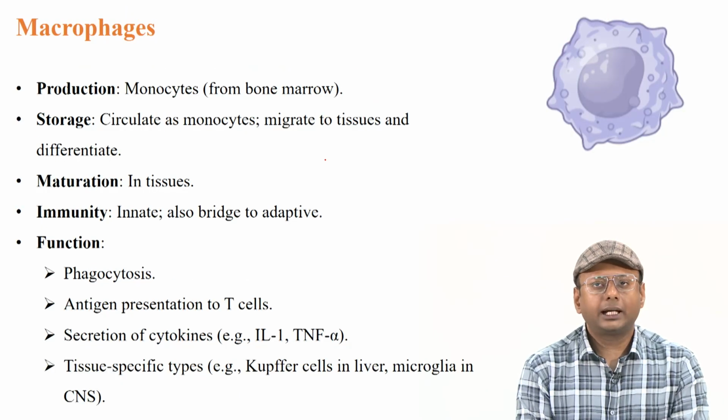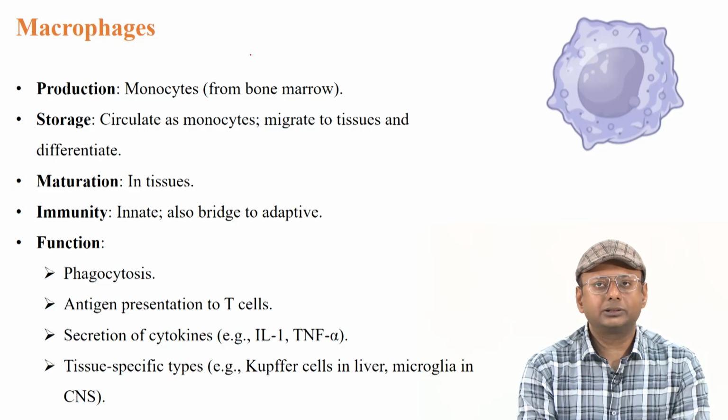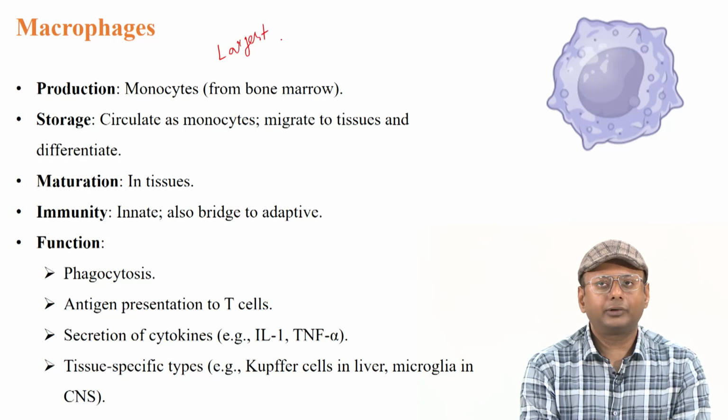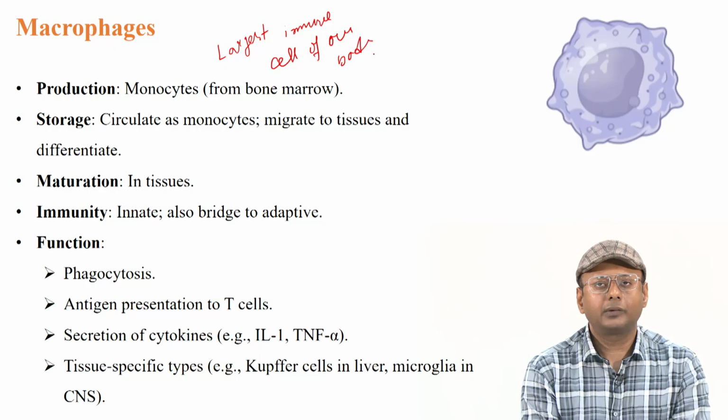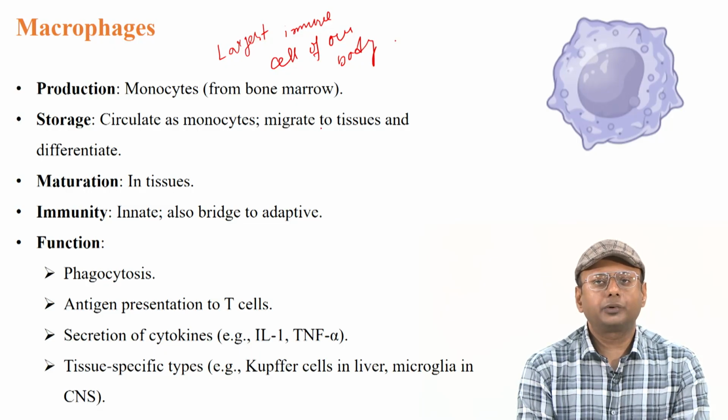The next important cell is the macrophage, which is the largest immune cell of our body. They generally get produced from monocytes, mainly in the bone marrow. They can be stored or circulate as monocytes, and eventually when their function is required they can migrate to the tissues and differentiate into macrophages.